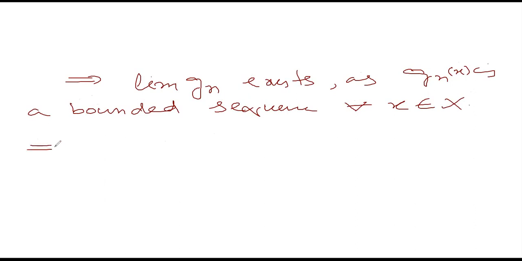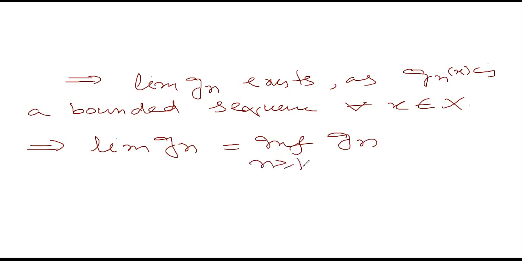This implies the limit of Gn will be equal to the infimum of Gn, n greater or equal to 1, because it's a decreasing sequence. The limit of a decreasing sequence is equal to its infimum value. The notation for the infimum is this, n runs from 1 to infinity of Gn, and that's equal to, n runs from 1 to infinity.